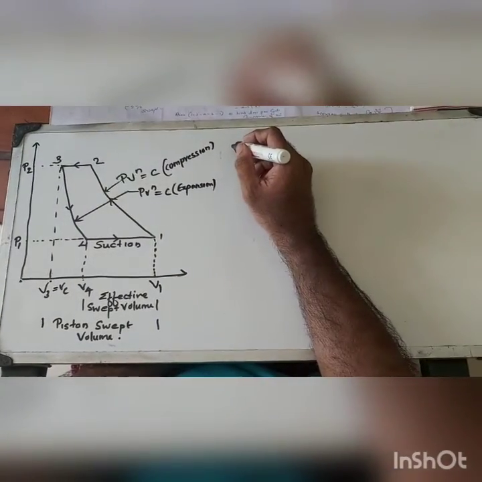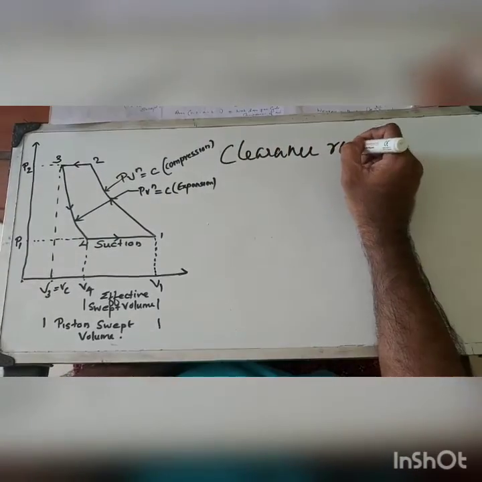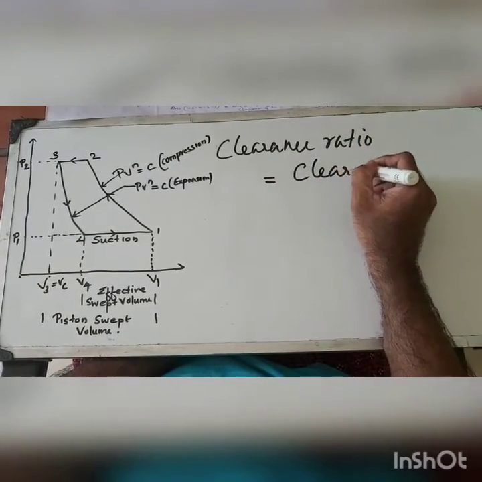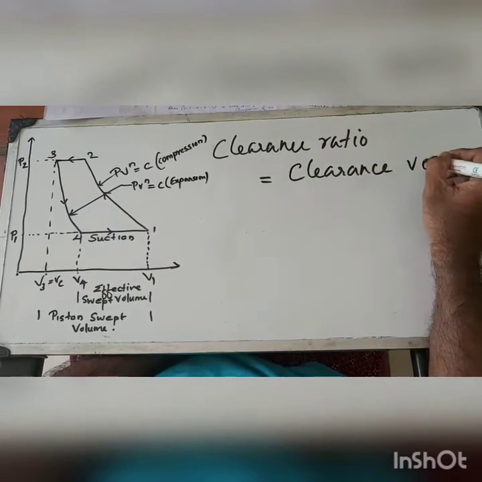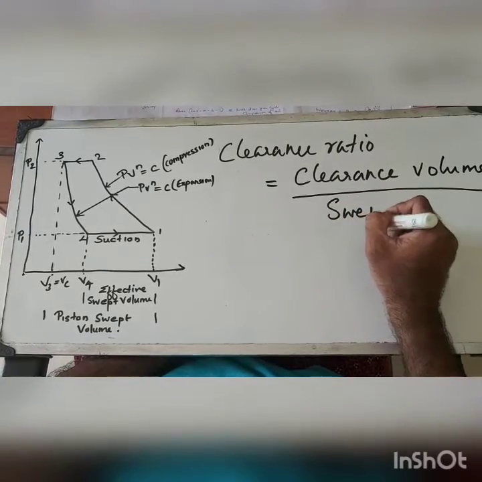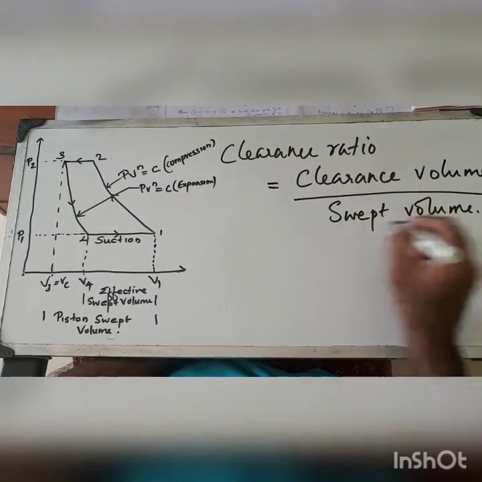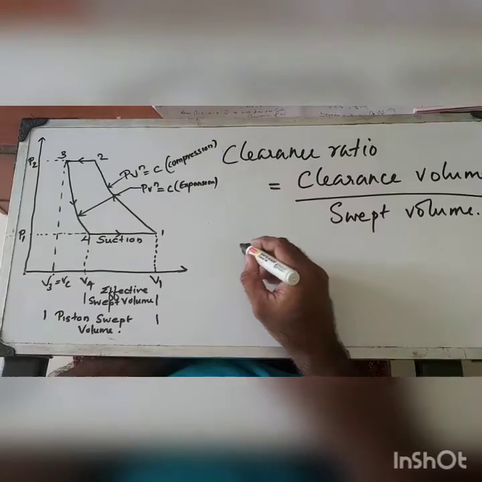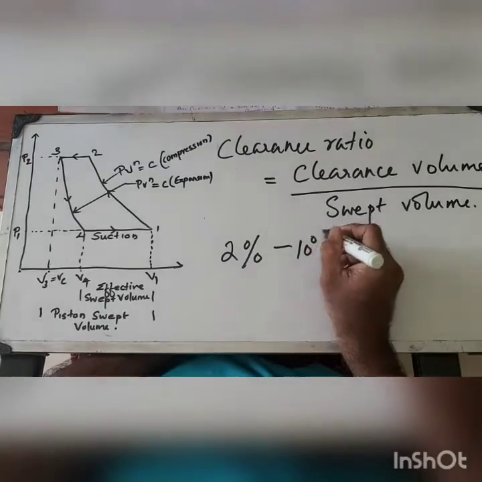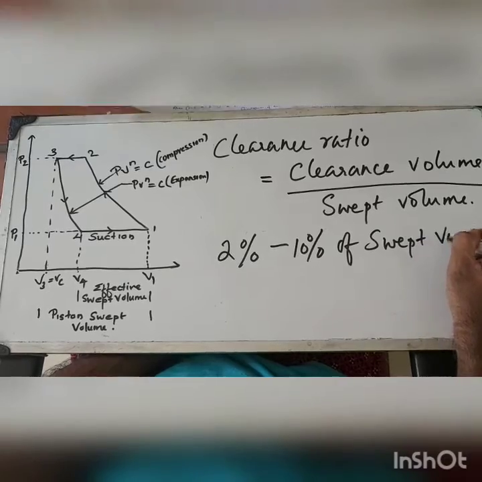So the term which we need to remember is the clearance ratio, which is the ratio of clearance volume to the swept volume of the piston. Normally the clearance volume is 2 to 10 percent of swept volume.